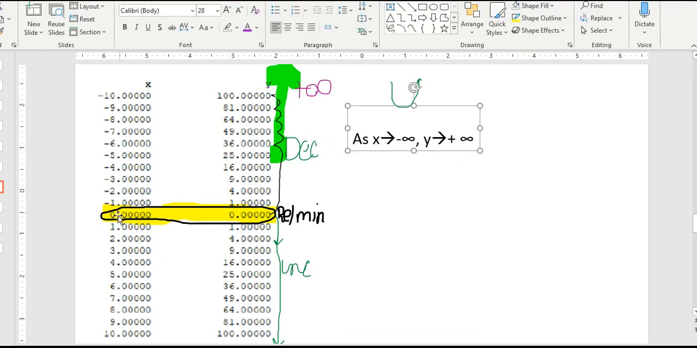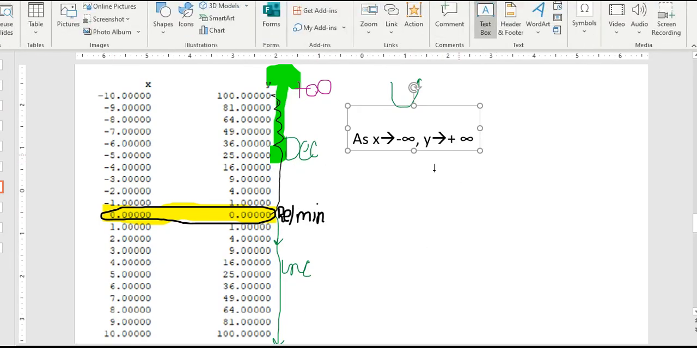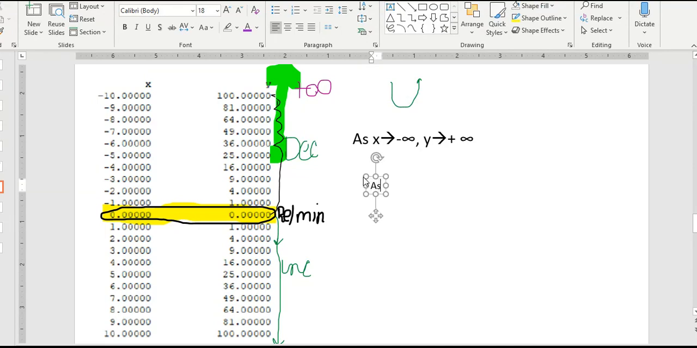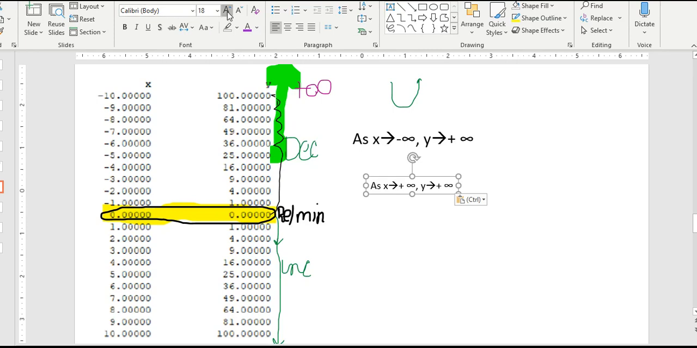On the other side, looking at the x column, x keeps going up 1, 2, 3, 4, all the way to 10. So looking at the right side, as x goes towards positive infinity, how do the y values go? 0, 1, 4, 9, 16. Those are also going towards positive infinity. So this would be your end behavior as well.